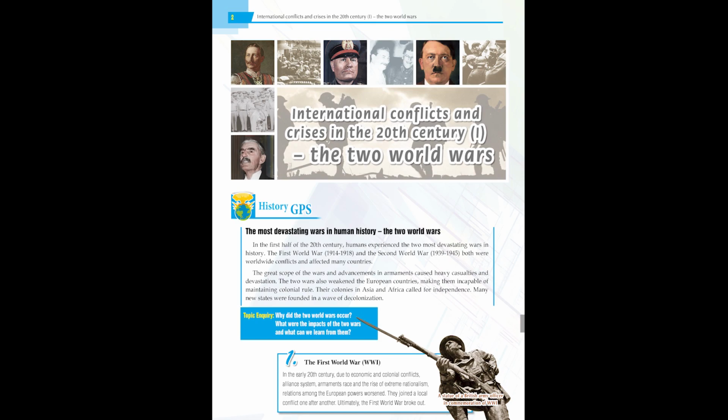The two wars also weakened the European countries, making them incapable of maintaining colonial rule. Their colonies in Asia and Africa called for independence. Many new states were founded in a wave of decolonization.